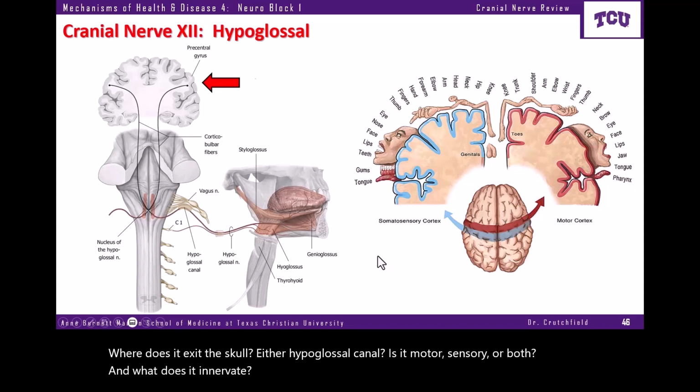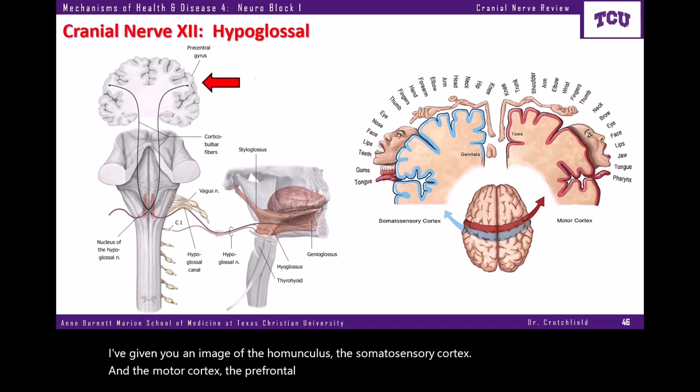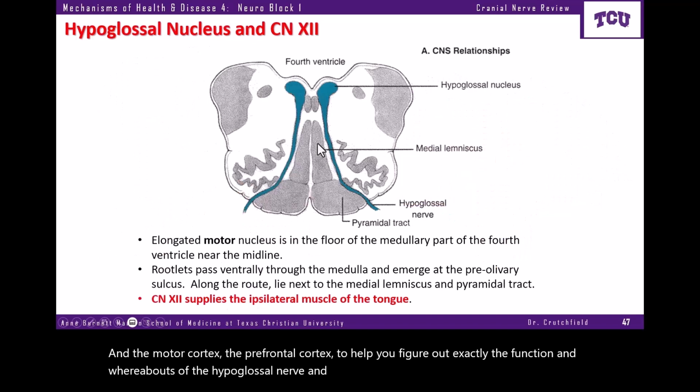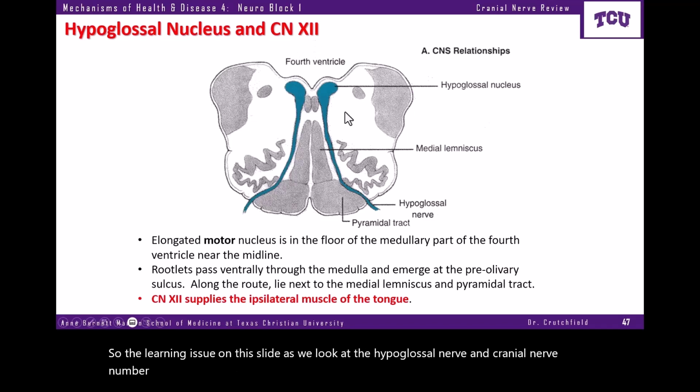Over on the right, I've given you an image of the homunculus, the somatosensory cortex, the motor cortex, and the prefrontal cortex, to help you figure out exactly the function and whereabouts of the hypoglossal nerve and its nucleus. So the learning issue on this slide, as we look at the hypoglossal nerve, cranial nerve number 12, is: what does the hypoglossal nerve innervate, and how would a weakness present?